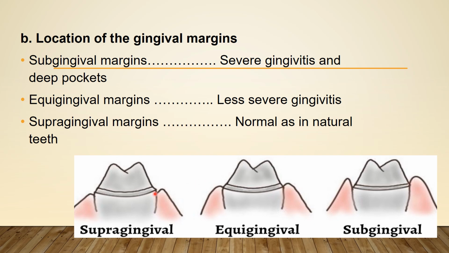Whereas supragingival margins always favor oral hygiene maintenance. Aesthetically it will be compromised, but from the periodontal point of view it is just normal, and you can maintain healthy gingiva. So supragingival is more favorable with respect to the perio aspect.